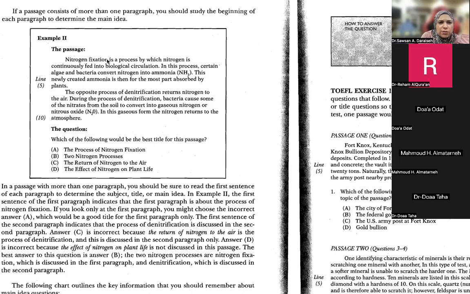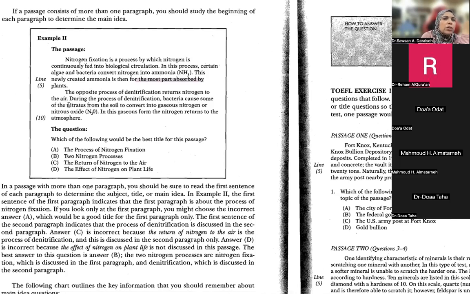Look, nitrogen fixation is a process by which nitrogen is continuously fed into biological circulation. In this process, etc. The opposite process of nitrogen fixation. When they say the opposite process of what? Of what we talked about before, which is nitrogen fixation. So this is another process, but it's the opposite of this one because they say so. The opposite process of nitrogen fixation is denitrification, which returns nitrogen to the air.